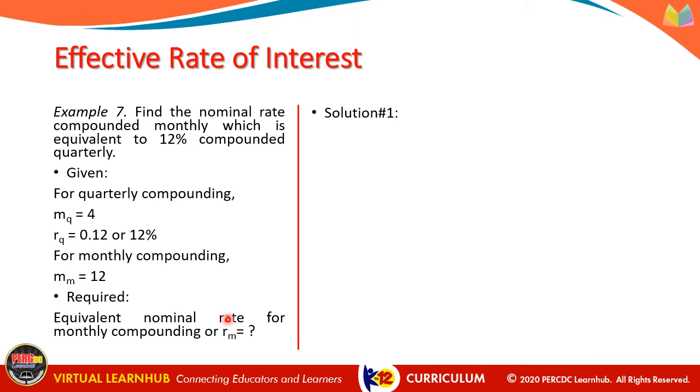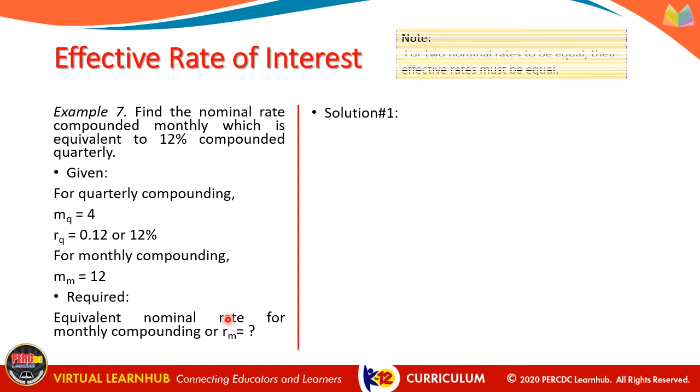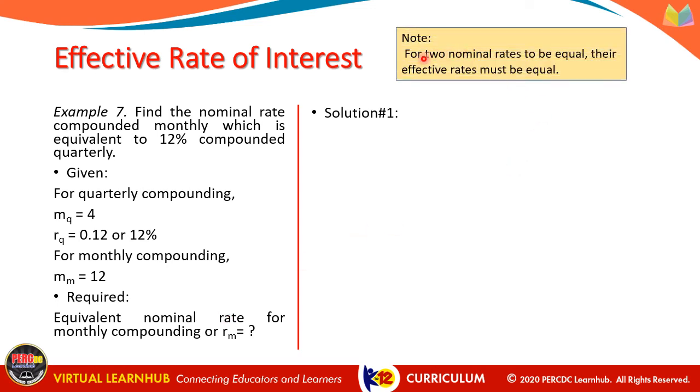We also actually have two ways to approach this kind of problem. For solution number 1, we should note that for two nominal rates to be equal, their effective rates must be equal. Again, for two nominal rates to be equal, their effective rates must be equal. So we just have to equate the effective rate of interest if it is compounded monthly and the effective rate of interest if it is compounded quarterly.